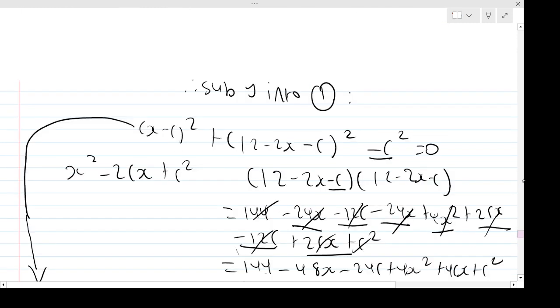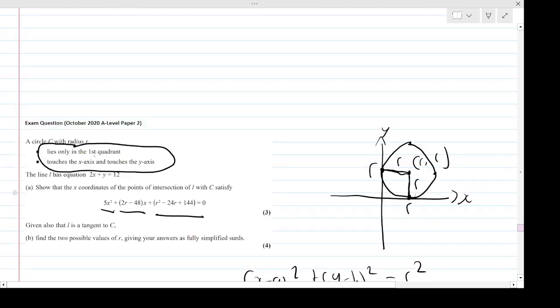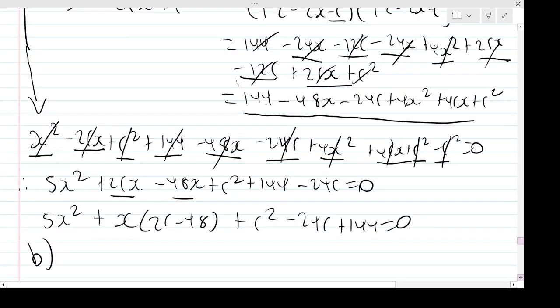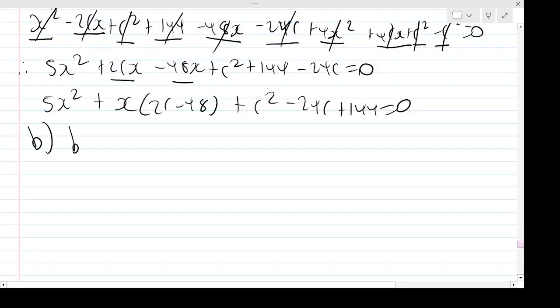Then part B then, it says, given also that L is a tangent to C, find the 2 possible values of r. Give me answers, sir. So again, if it's a tangent, that means one intersection between the line and the circle, which therefore means the discriminant has to be equal to 0 to give one root, or a distinct root. Okay, so there we are then. So then we need to consider the discriminant. So the discriminant, as we just discussed, has to be equal to 0 as it's a tangent, meaning one intersection.